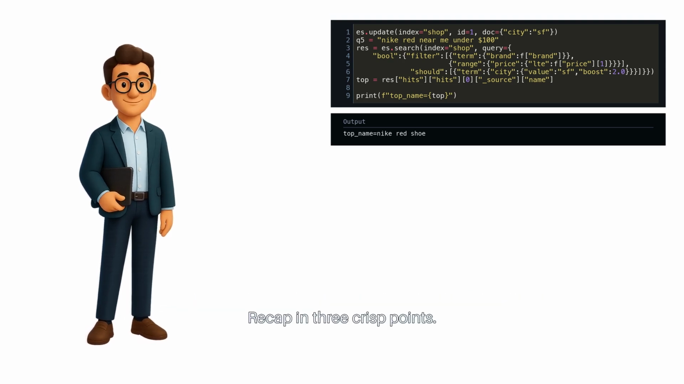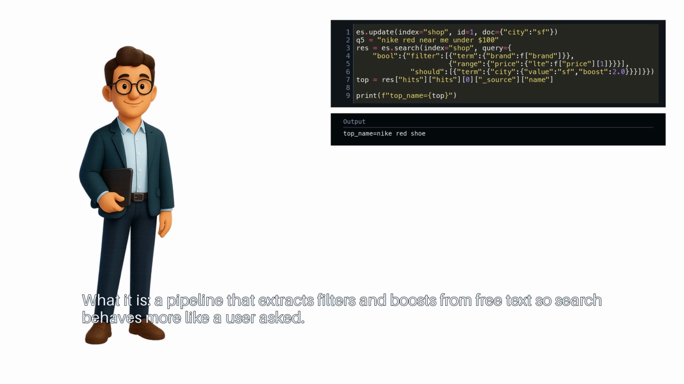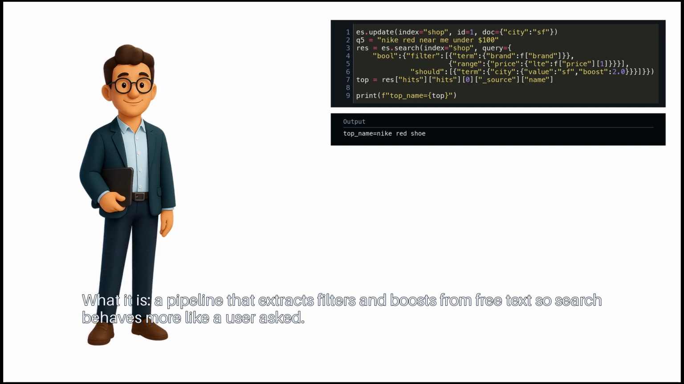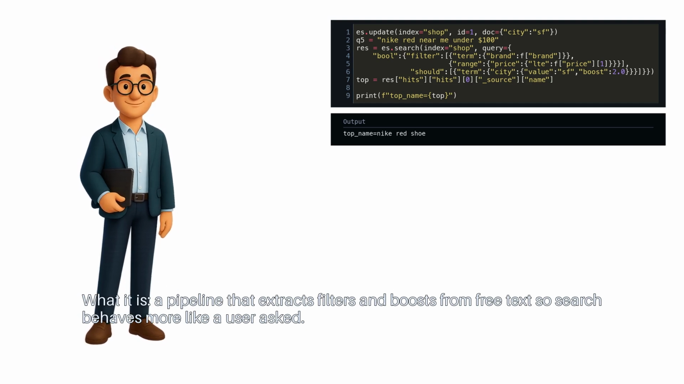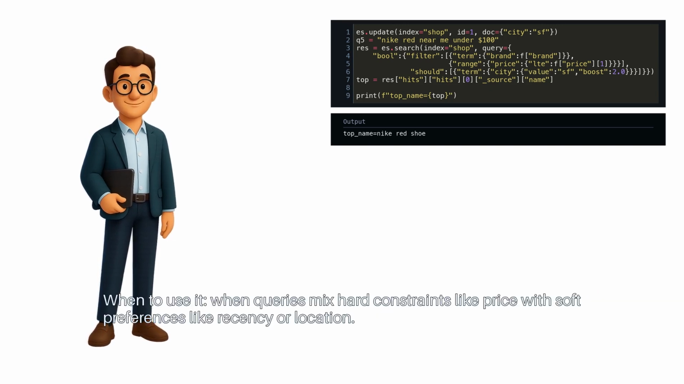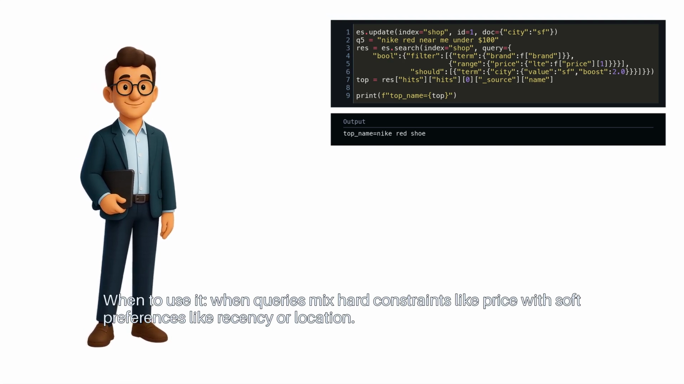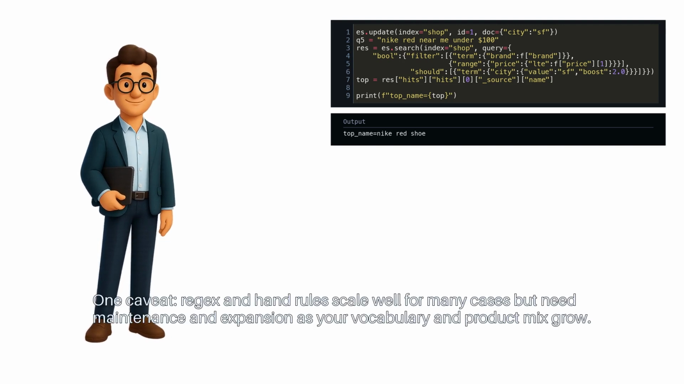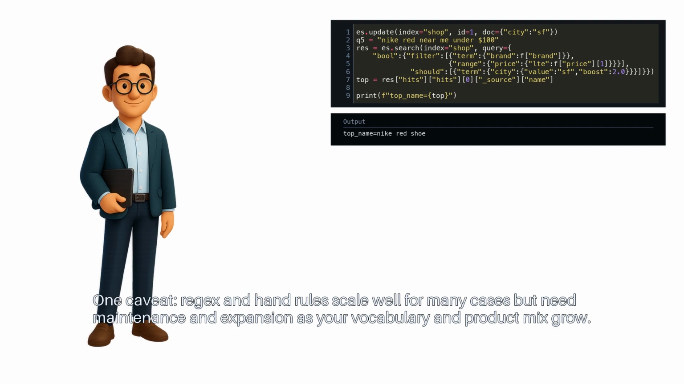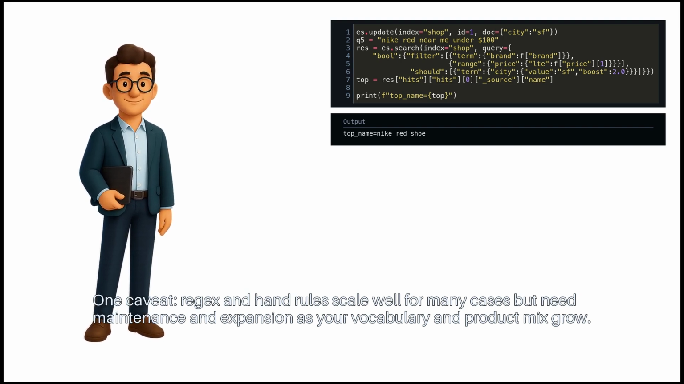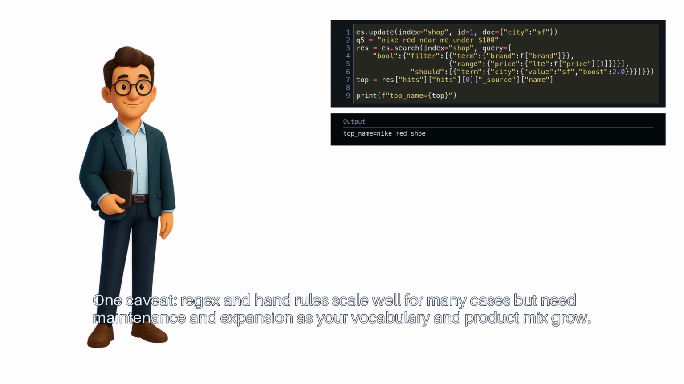Recap in 3 crisp points. What it is: a pipeline that extracts, filters, and boosts from free text, so search behaves more like a user asked. When to use it: when queries mix hard constraints like price with soft preferences like recency or location. One caveat: regex and hand rules scale well for many cases, but need maintenance and expansion as your vocabulary and product mix grow.